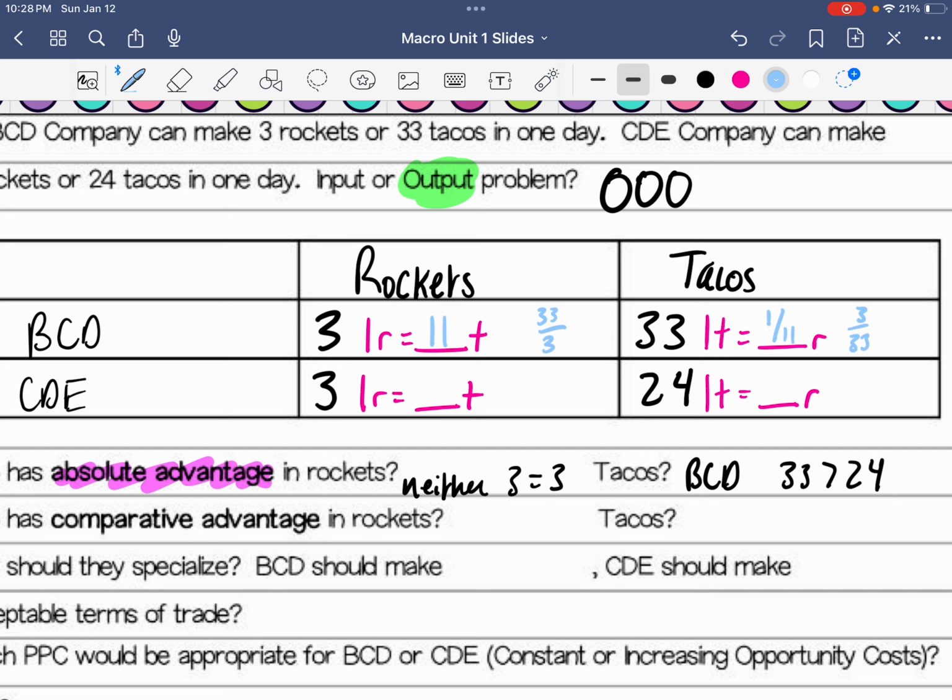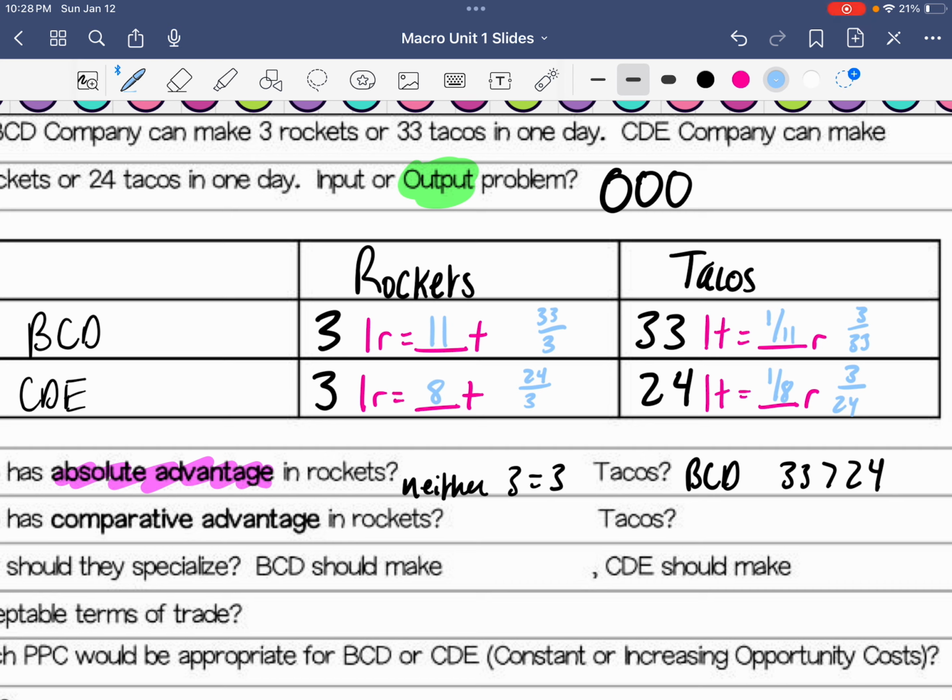Now I got to do the next country, the next company, CDE. So in this country, they can make 3 rockets or 24 tacos. Well, I don't know. What about 1 rocket? What about 1 taco? If they make 1 rocket, how many tacos do they lose out on? We do the other goes over method. So this is going to be over 24. So you see the other number goes over: 24 over 3. And that will be 8. And then we're going to have the reciprocal over here. We're going to take the other and go over. So this is going to be 3 over 24, which is 1/8.